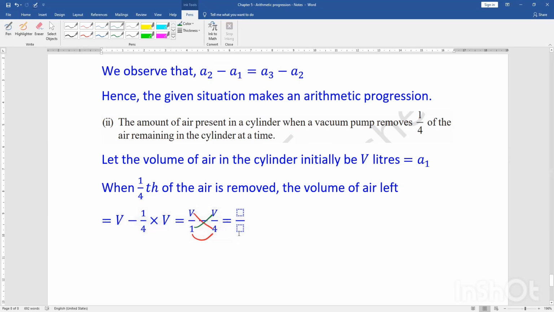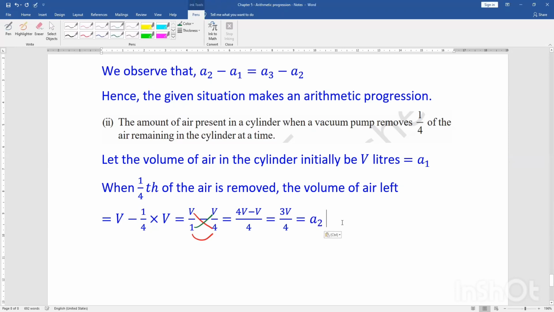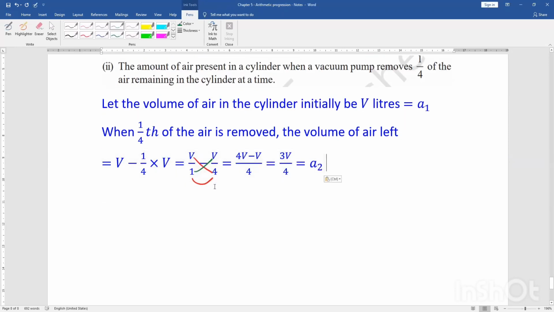Okay. So what is 1 into 4? So 1 into 4 is 4, V into 4 is 4V, then minus V. Okay. 1 into V is V. So this will be equal to 3V by 4, which is nothing but A2. I'm going to write it as A2. This is the second term. Okay, so you know how to do the cross multiplication.